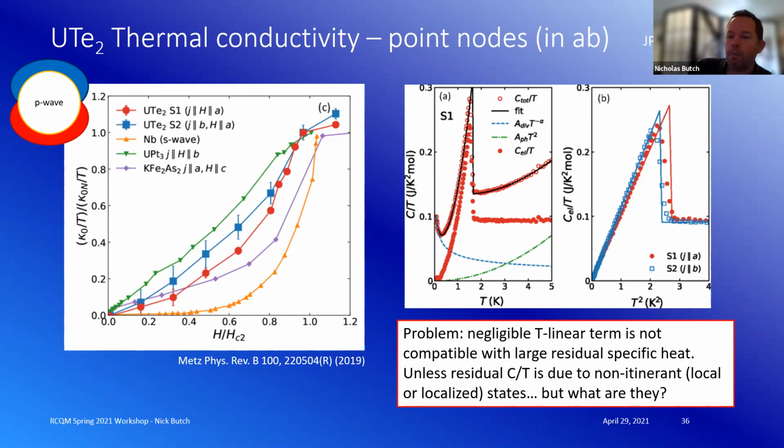And the thermal conductivity is supposed to be proportional to the specific heat. And so if we expected to have half of a Fermi surface left over, we would expect that it would actually still be carrying some entropy. And that doesn't seem to be the case.